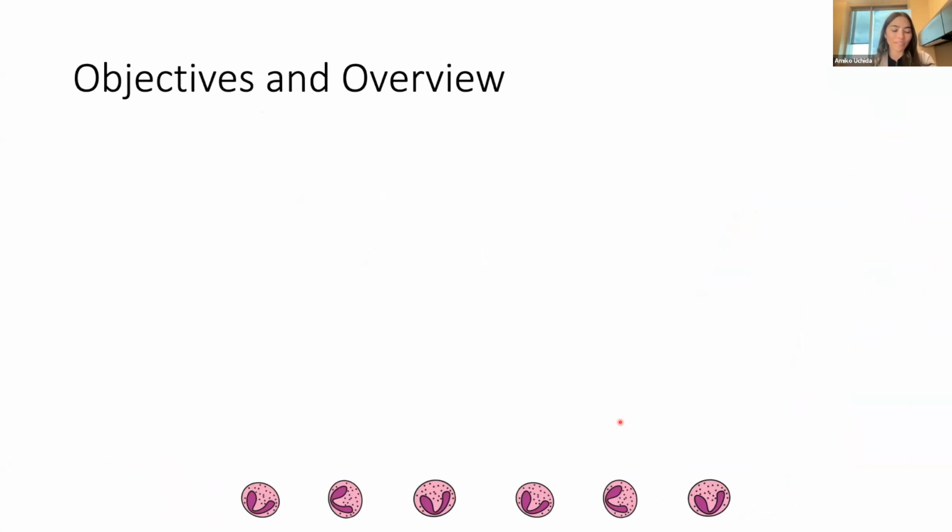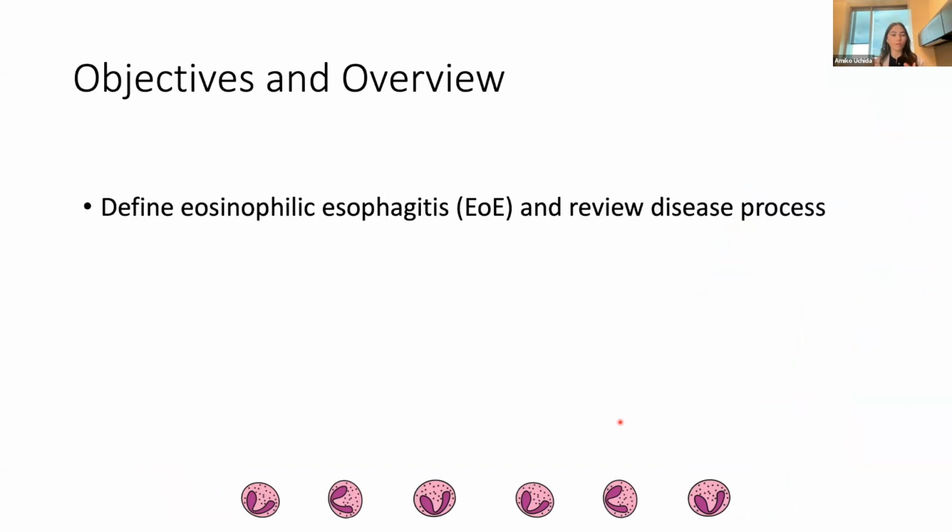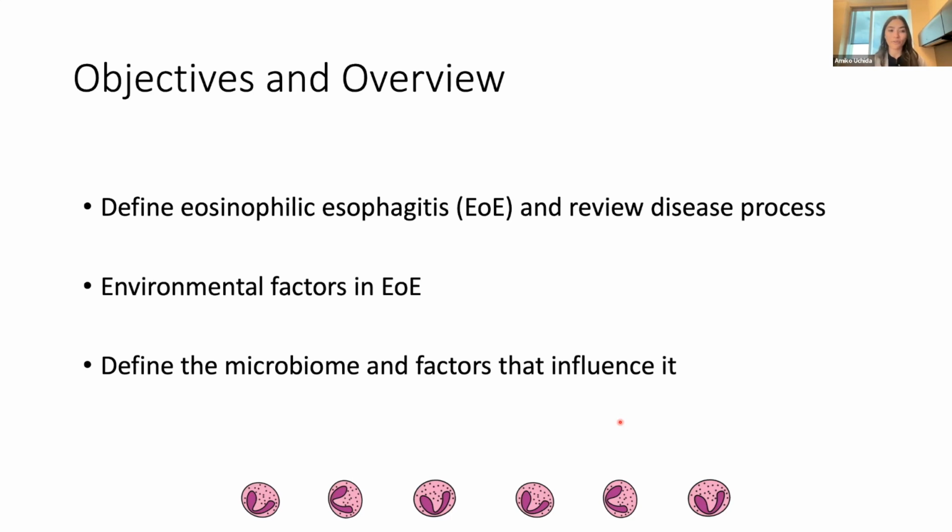Diving in now to talk about the objectives and a little bit of an overview of where we're going to go today. I understand this group probably has some familiarity with what eosinophilic esophagitis, or EoE, is, but I want to make sure that we're all on the same playing field for how we move forward through the talk. So we're going to review the disease as well as some of the disease processes. Then we're going to think about environmental factors, what those are and how they might relate to EoE. One of the big portions of this talk is defining what the microbiome is and the factors that influence it. And then how it relates to EoE, or how we might be able to start thinking about that.